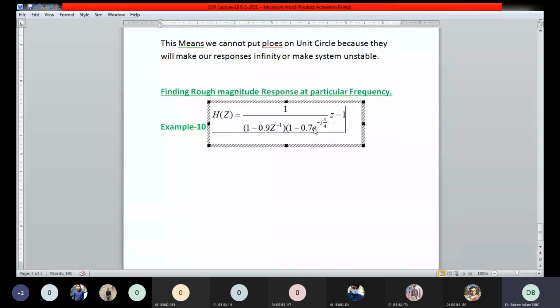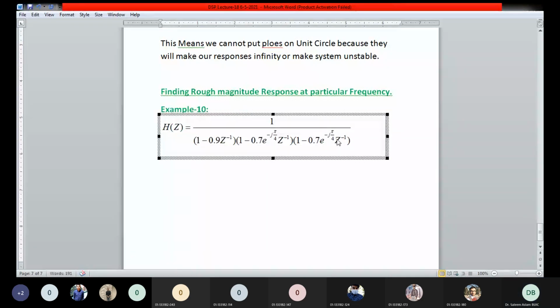Z inverse, let me change z inverse. Let me draw it here. X. Right, thanks, he accepted. So let's, because a complex pole cannot exist alone, let me make its reciprocal at plus pi by 4 z inverse.